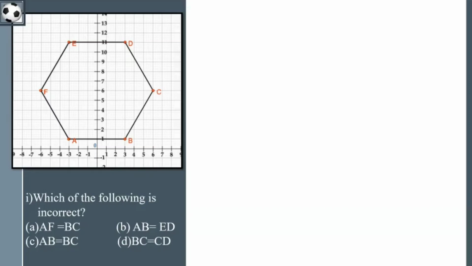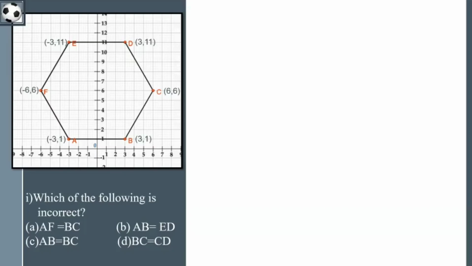So the first part in the questions is: which of the following is incorrect? AF equal to BC, AB equal to ED, AB equal to BC, and BC equal to CD. So first of all, let us mark the coordinates of the vertices. A is (-3, 1), B is (3, 1), C is (6, 6), D is (3, 11), E is (-3, 11), F is (-6, 6). I'll be needing all this, so I have marked it.